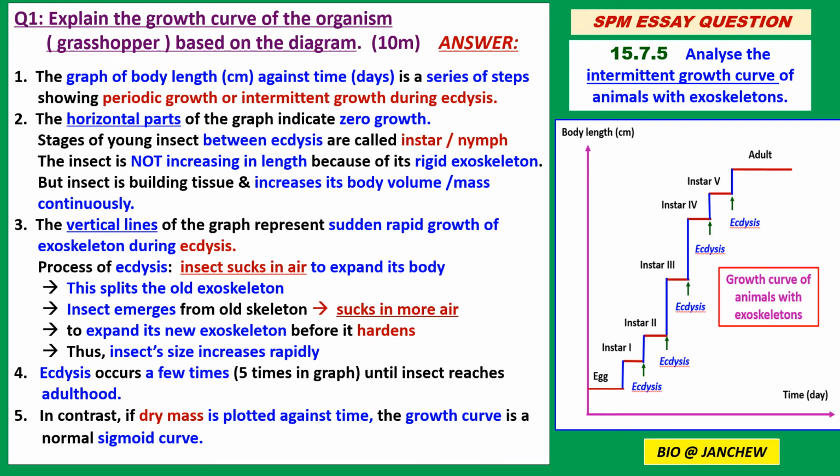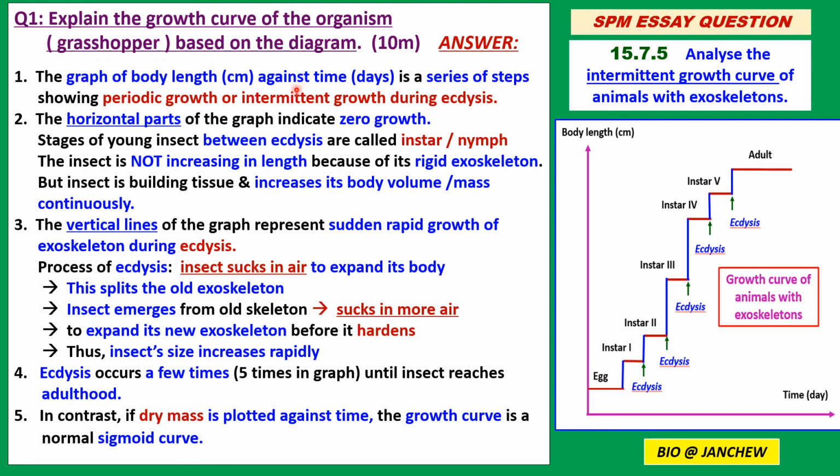So here are the notes and the answer to the question. It can be an SPM essay question. Now the question is, explain the growth curve of the organism based on the diagram. So you have to know that this growth curve is for insects like grasshoppers and animals with exoskeletons. Since I've already explained the answer in the previous slide, I will just read through this very quickly.